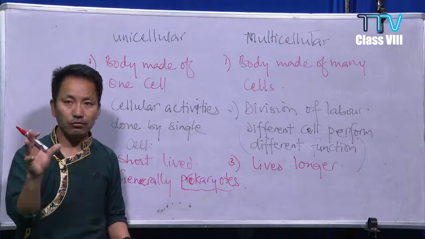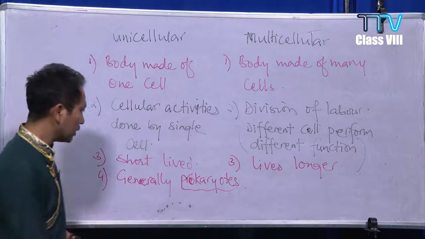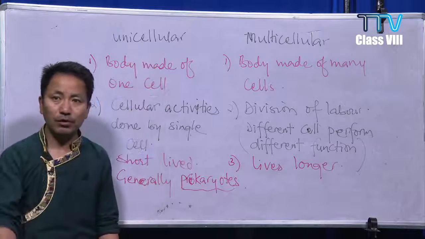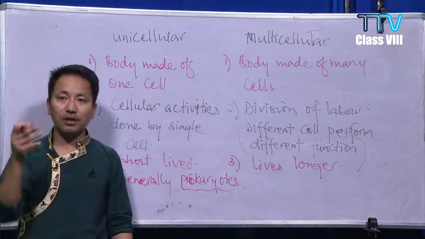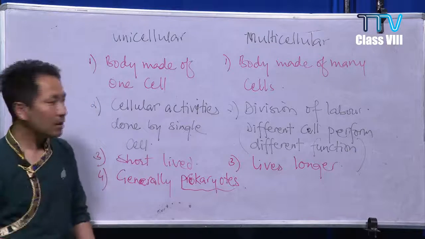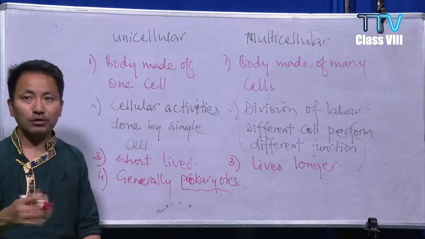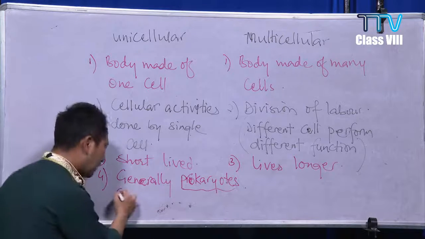They don't have a proper nucleus. So unicellular organisms are prokaryotes, but not all of them. Some are eukaryotes.